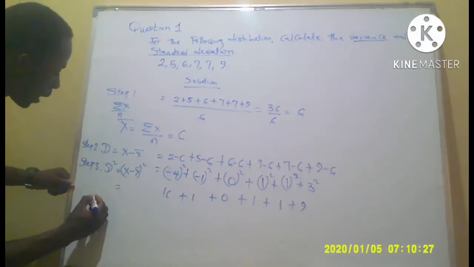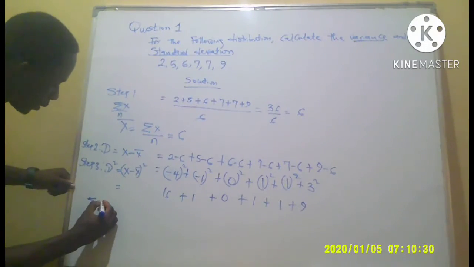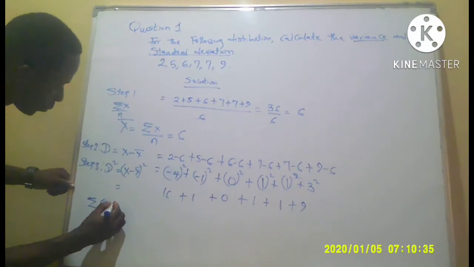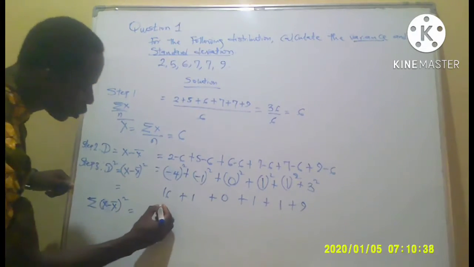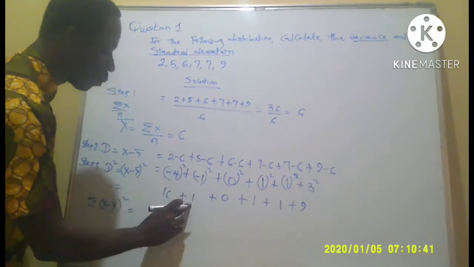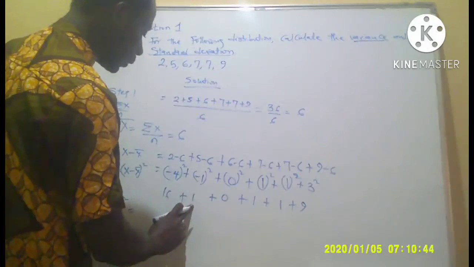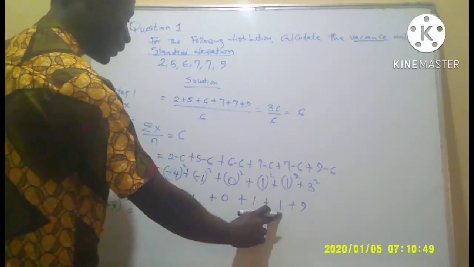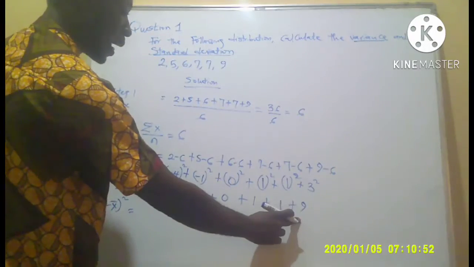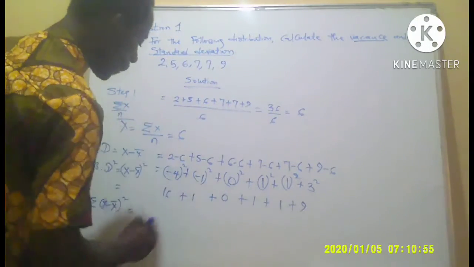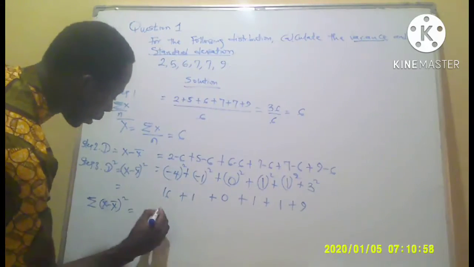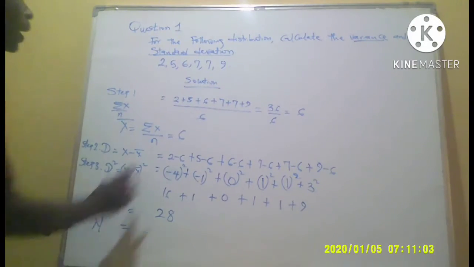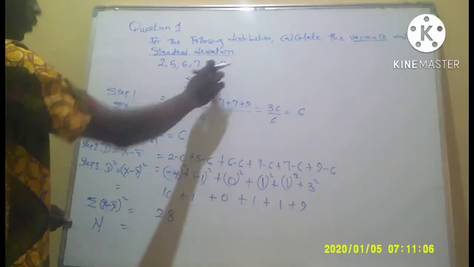By the time we add up all the numbers, it's going to be the sum of x minus mean, all squared. So it's going to be 16 plus 4 plus 0 plus 1, which gives us 17, plus 1 again gives us 18, plus 1 again gives us 19, plus 9 gives us 28. So the sum of the deviation squared is equal to 28. What is our n? Our n is the total number, which is 1, 2, 3, 4, 5, 6, which is 6.